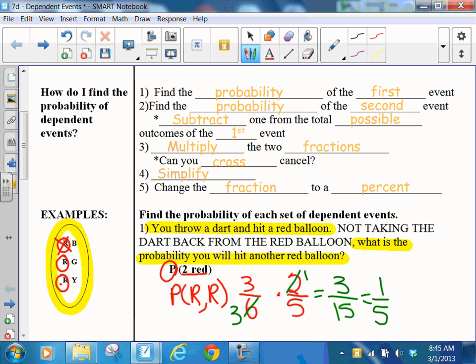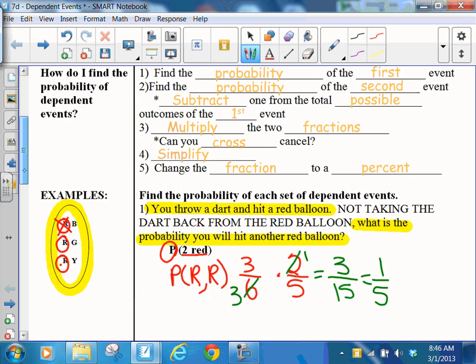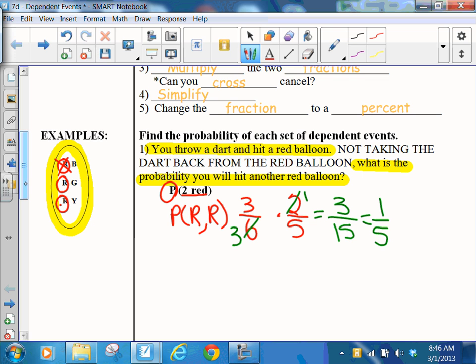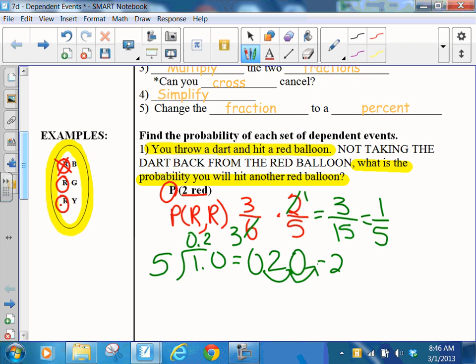And then the last step is 1 divided by 5, 0.2. Move the decimal 2 places, fill in with a 0, and you get 20% probability.